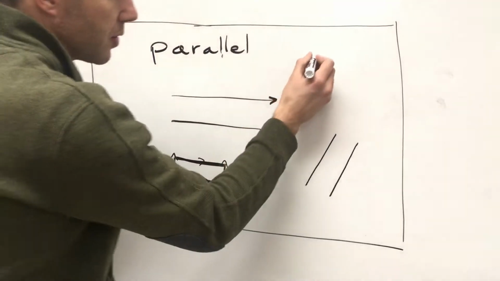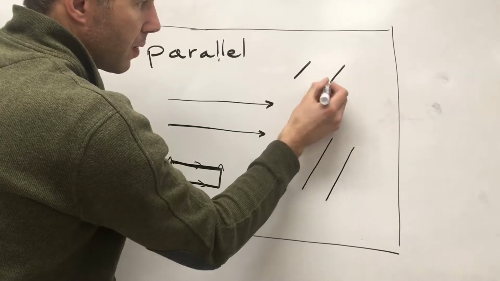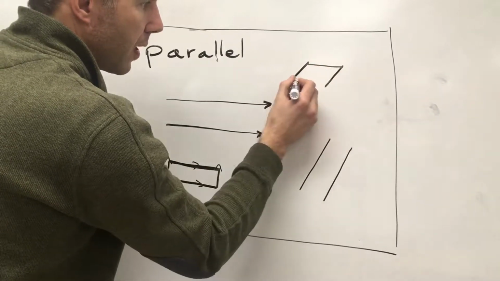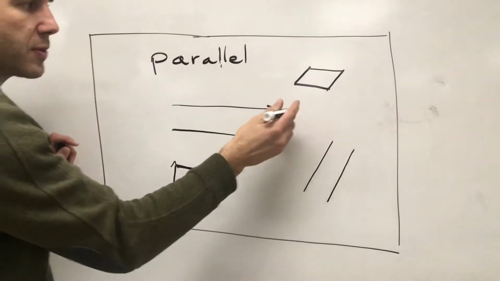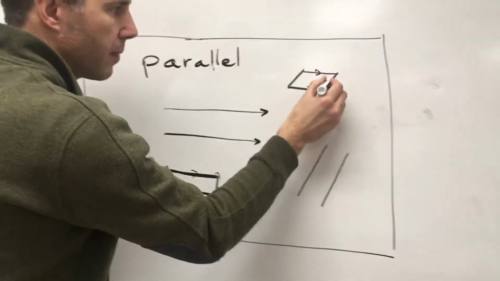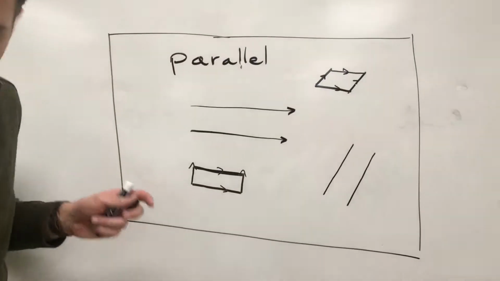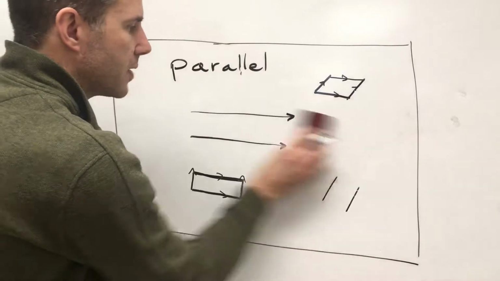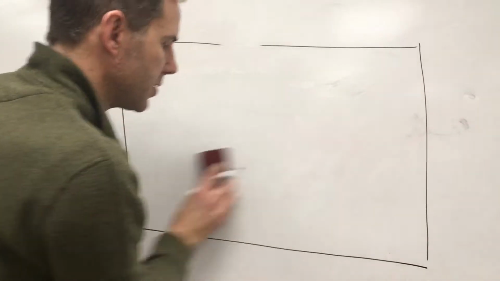Doesn't have to be straight like this. Could also be like here and here. This shape is called a parallelogram. There, you've got parallel lines right there. I'm going to erase that really fast, move on to our next concept.